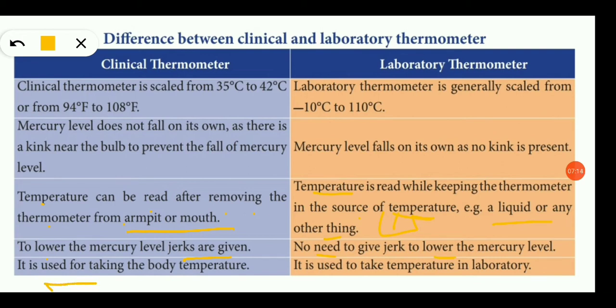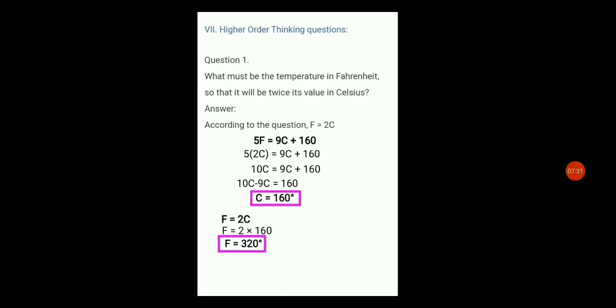In the clinical thermometer, last point, it is used for taking body temperatures only. Here in the laboratory thermometer, it is used to take temperatures in the laboratory. So that's all the difference between clinical and laboratory thermometers. Now we'll move on to the next one.